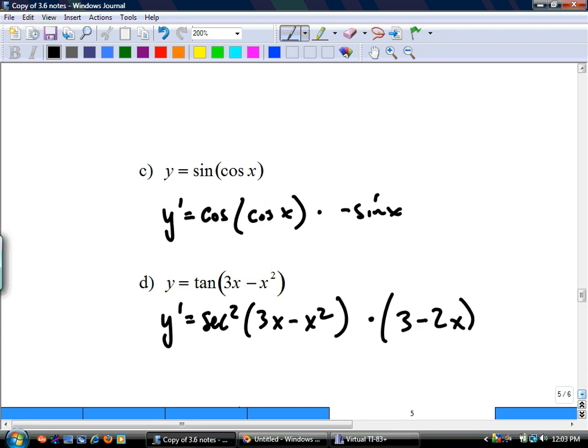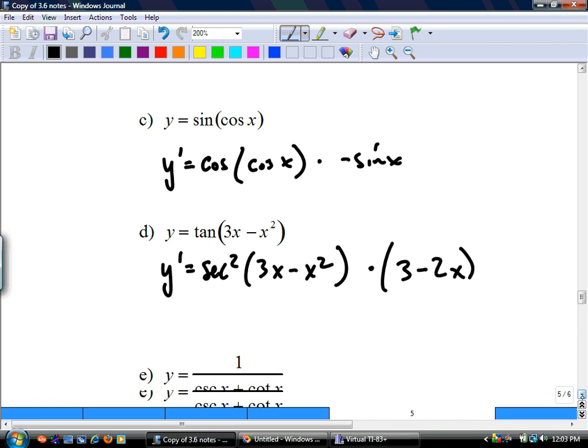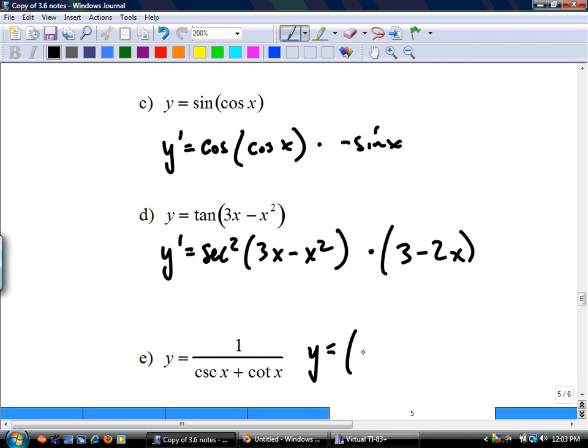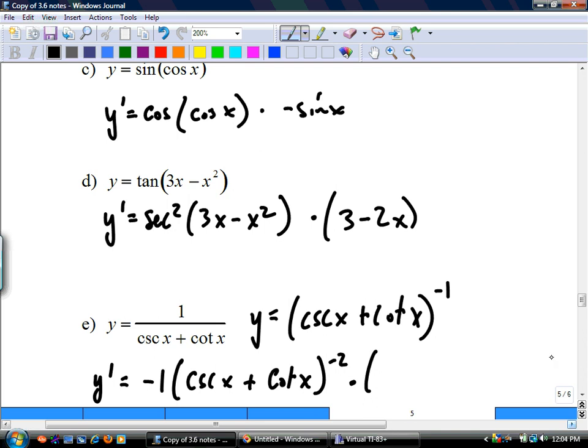What's E? These are fun. No, they're not. They suck. Y equals cosecant x plus cotan x. Y prime equals, drop the negative 1 down, cosecant x plus cotan x to the negative 2 times, open a bracket, and then, yucky, negative cosecant x cotan x minus cosecant squared x. This one is not nice. Who's putting this on? This is John. John, why do you pick such an awful question?